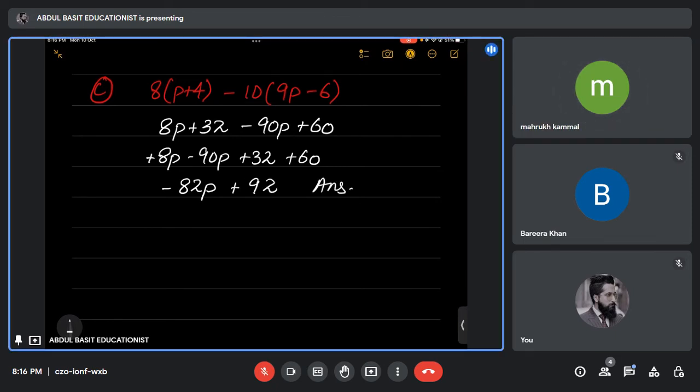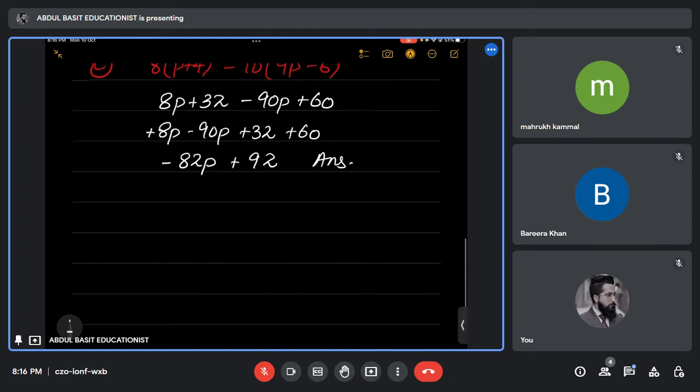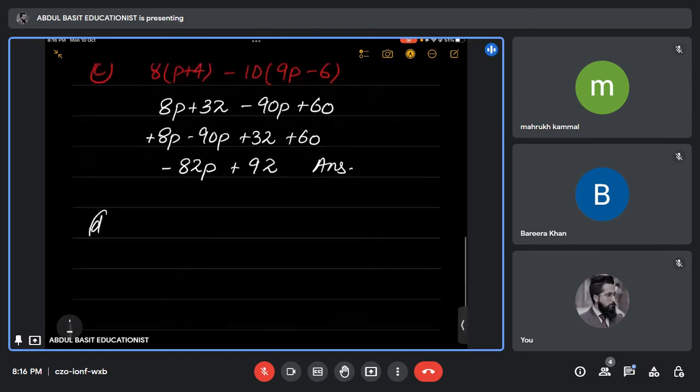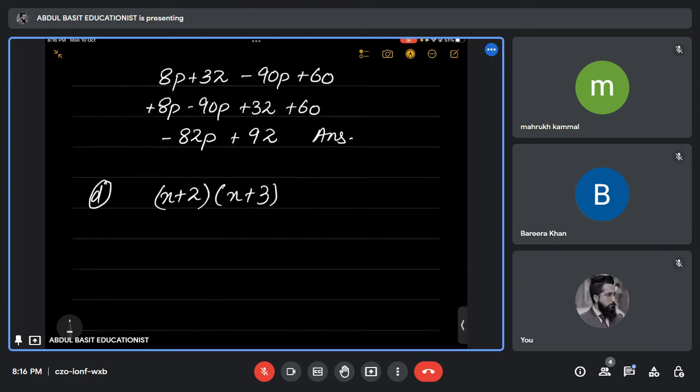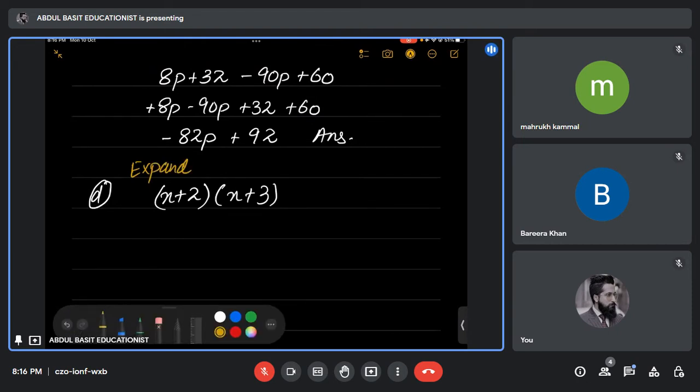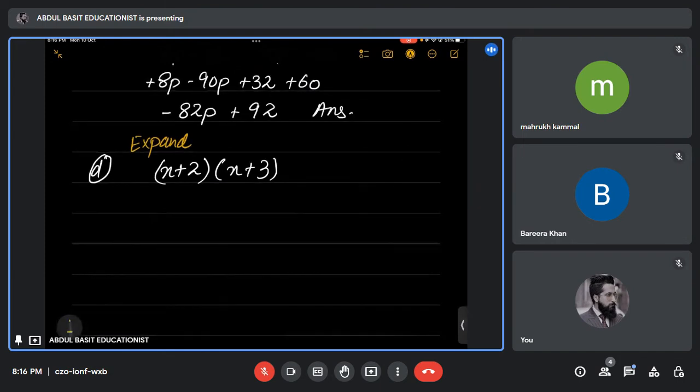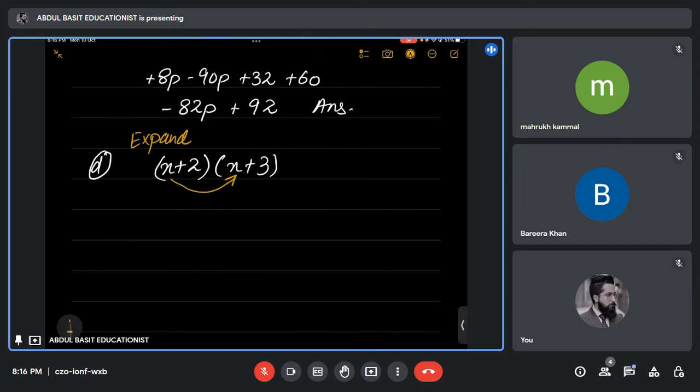Okay, for example, if the question is like that, if there is a multiplication straight away, so they say x plus 2 times x plus 3. For example, if this is the question, expand. And again, the word expand would be in the paper. It means that you have to multiply the two brackets. Most of the students just multiply x with this x, so they write x square, and 2 with this 3.